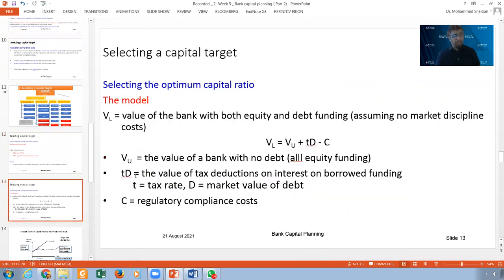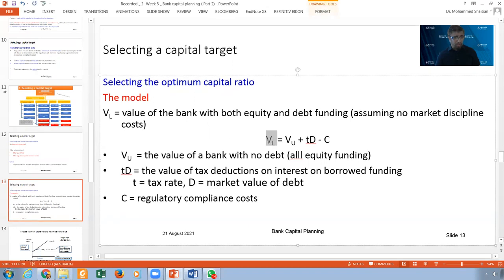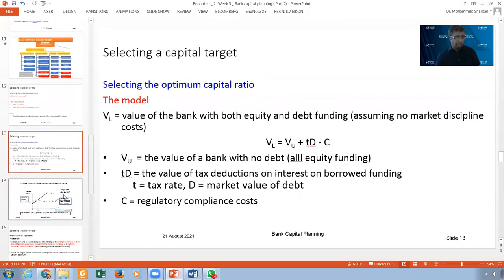My model is saying the value of the bank with both equity and debt funding equals the value of the bank with no debt, plus the value of the tax deduction on interest, where T is the tax rate, minus the cost of compliance, where C is the regulatory capital. So this is the original value, plus the tax deduction, minus the cost of compliance.